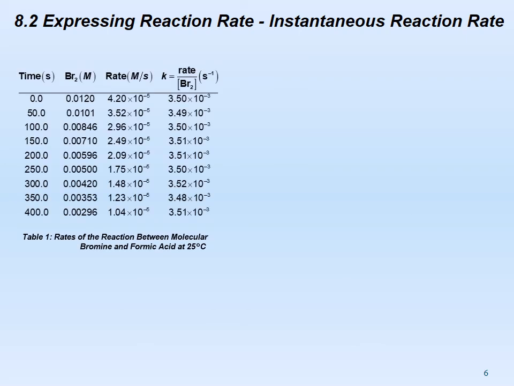By substituting other values of instantaneous rate and concentration of bromine at different times, it is found that the values of K obtained are all close to 3.49 times 10 to the power of negative 3 per second. That is approximately equal, as shown in the table. The slight differences may be due to experimental errors or even the way in which tangents at particular points are drawn. Thus, K is called the rate constant. The word constant means a number that is unchanging, that is, it stays the same.